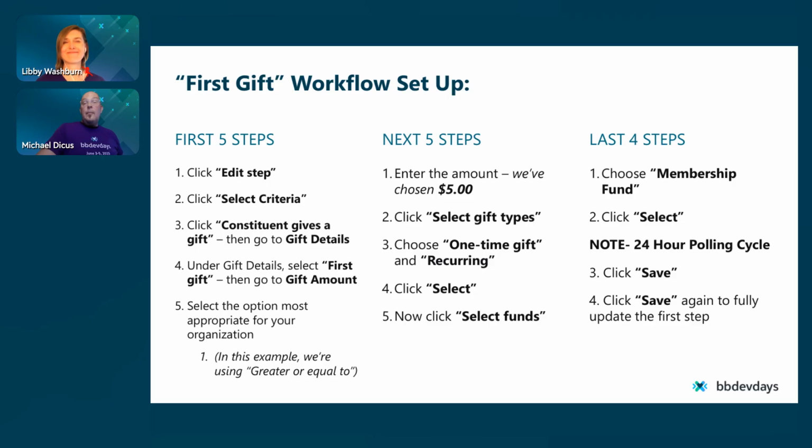I entered, I chose $5. Number 2, click select gift types. Choose one-time gift and recurring, because we have people who want to pay once, they want their membership, and then they'll want to renew the next year, and then they want to pay again once. Or then we have those who just like the recurring option.